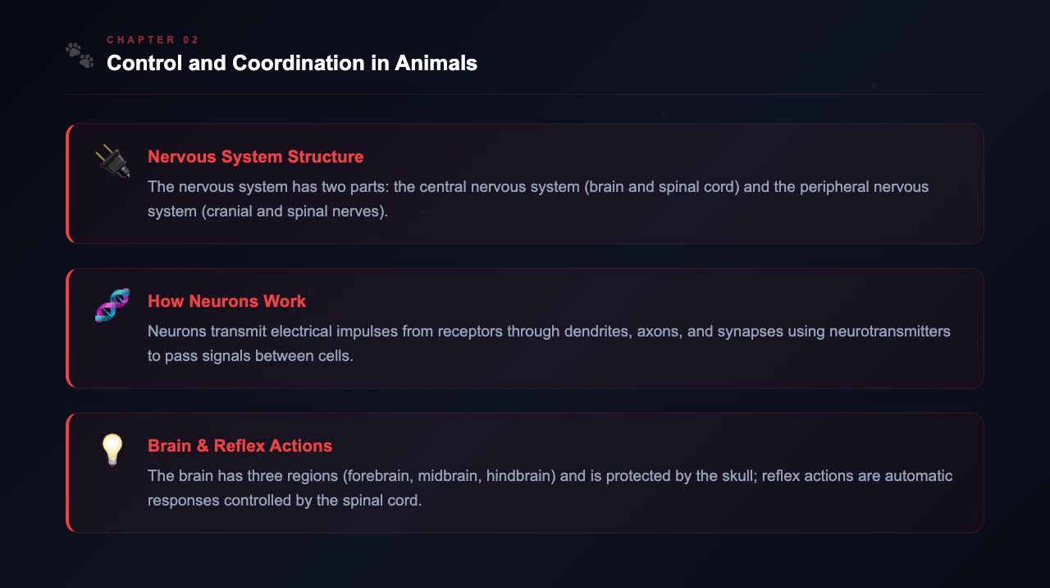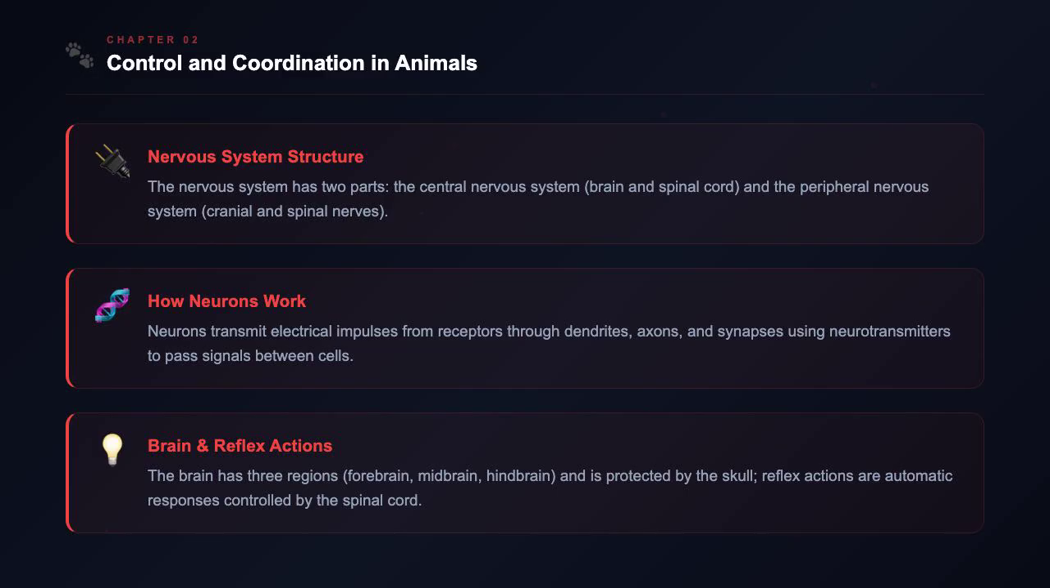Neurons transmit impulses. Each neuron has a dendrite, cell body, axon, myelin sheath, and axon terminals. The transmission process starts with receptors detecting a stimulus. This creates an electrical impulse that travels through the neuron. Neurotransmitters are released, and the signal continues to the next neuron.